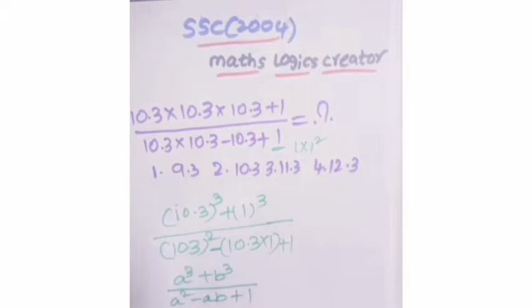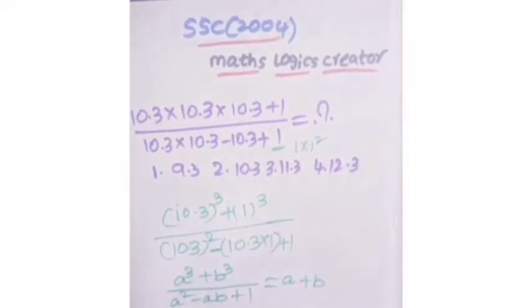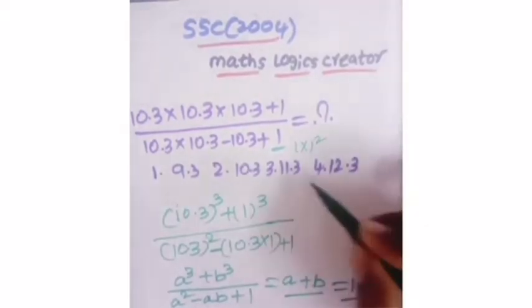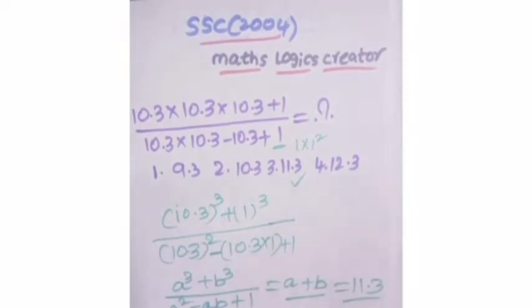If we have an expression in this form, we can directly write it as a plus b. So here a is 10.3 and b is 1, so the answer is going to be 10.3 plus 1, which is 11.3. So the option is the third option. Okay, hope you all followed this beautiful trick.